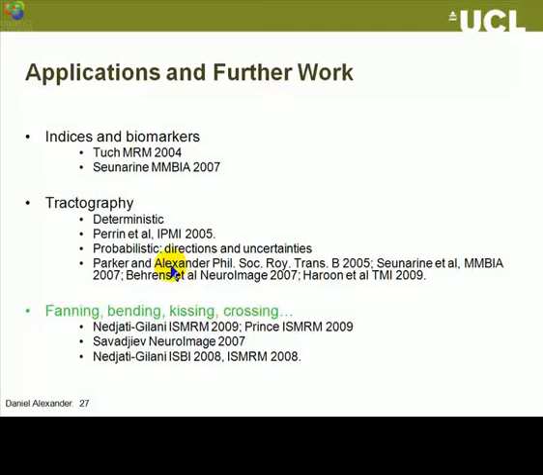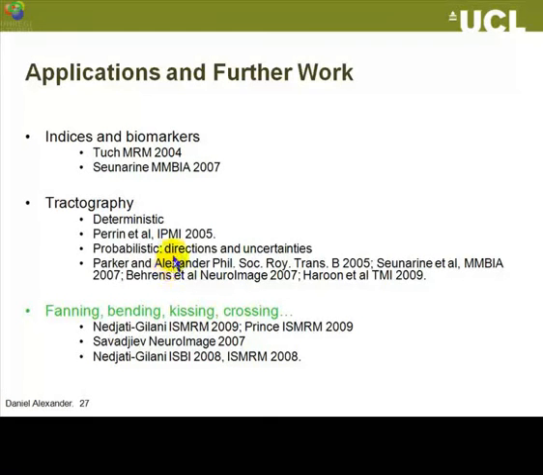So moving on to current and future challenges, the techniques that we've seen are actually pretty good at resolving fibre orientations and telling us what the directions of different populations of fibres are. But there are other configurations which remain problematic even for these more sophisticated techniques.